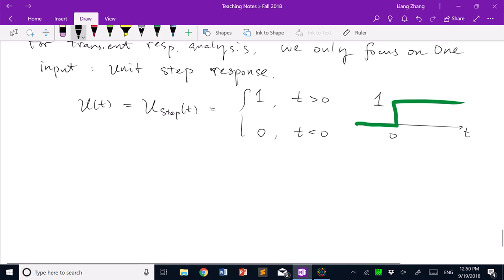Now, this is a very standard signal, so its Laplace transform is also very easy. It's just 1 over s. This is the Laplace transform of the signal.